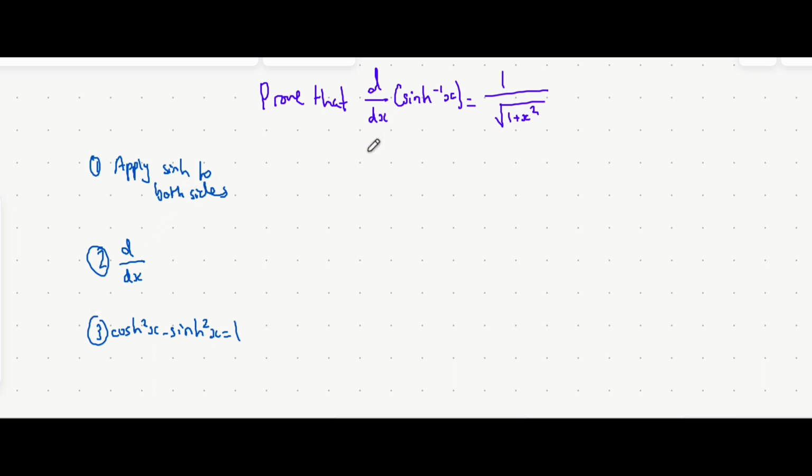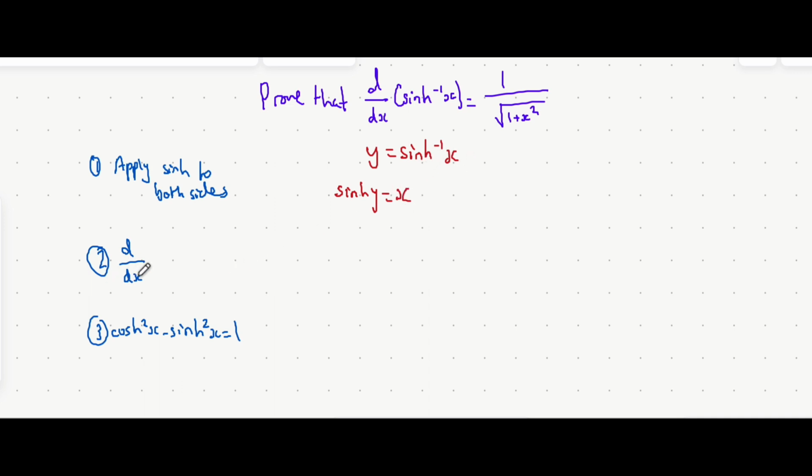So what we start by doing is the function that we're differentiating, we're going to introduce that as y. So let y equal the inverse sin of x. Step number 1 tells us to apply sin to both sides of the expression, and when you do that, you get sin of y. Well, sin and inverse sin end up cancelling out, so you're left with just x.